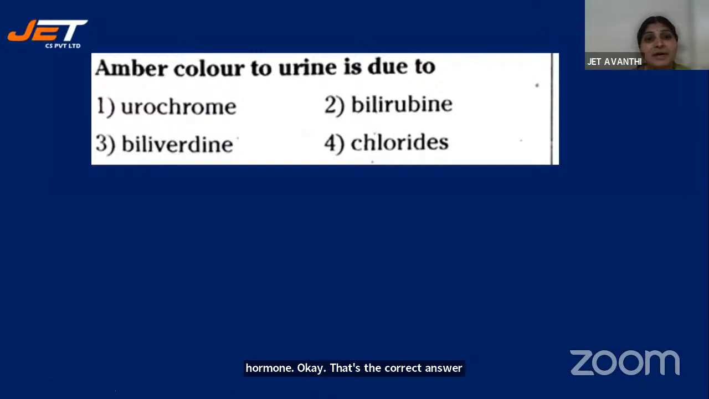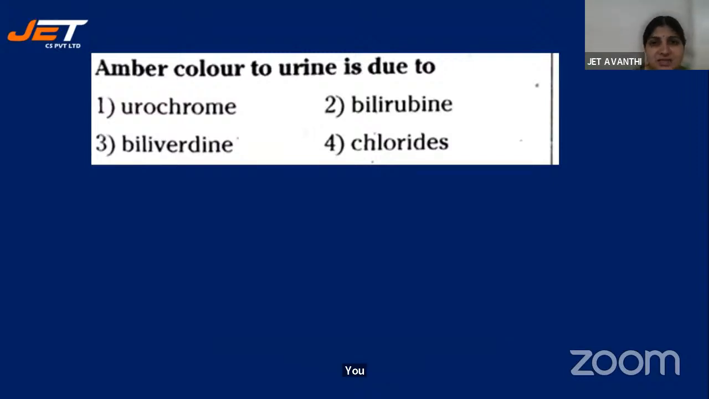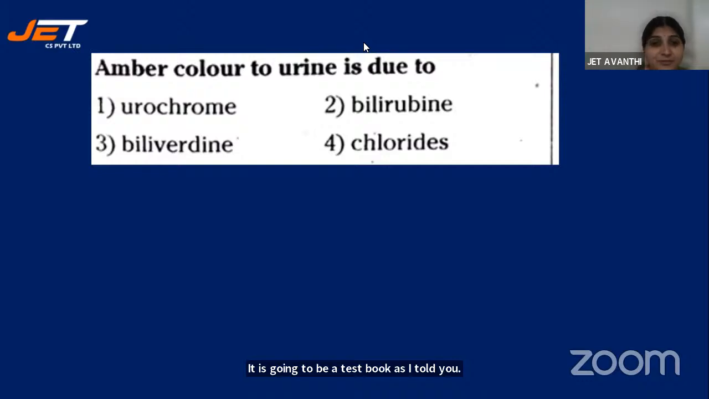Then, amber color to urine is due to which pigment? That yellowish color is given due to which pigment? Urochrome, bilirubin, biliverdin, chlorides. What's the answer, children? It is given in your textbook, as I told you.